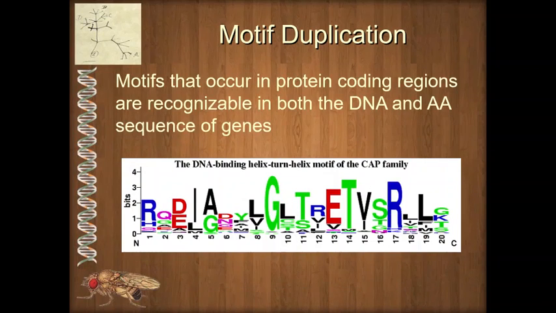So we can recognize them both at the DNA level and at the amino acid level. And occasionally you will see a motif that is represented like this. And this is over perhaps a dozen or more different species, looking at one small helix-turn-helix motif in a family of proteins. What they've done here is put a letter representing one of the 20 amino acids.